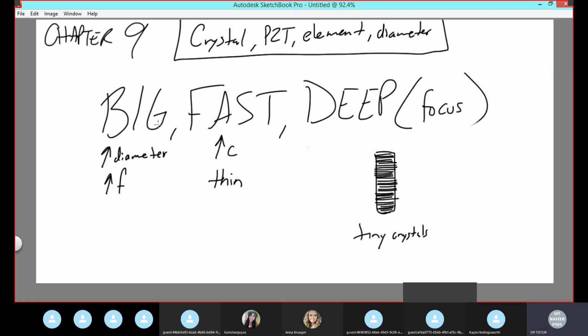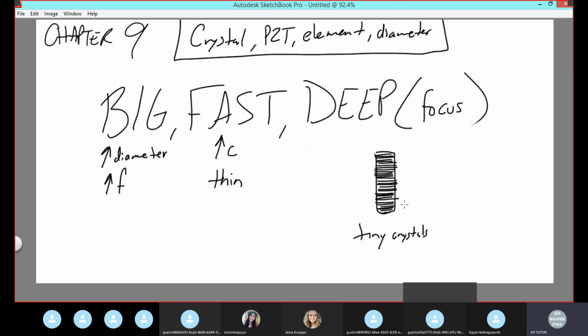And look at the rule. Big will get you deep. So the opposite of big will get you shallow. So they made them so tiny that even though they're high frequency, they were forced to go shallow. The small crystal kind of took over the high frequency. They're still high frequency, but they made them so tiny that it completely countered the fact that it was going to go deep, and it forced them to be shallow.